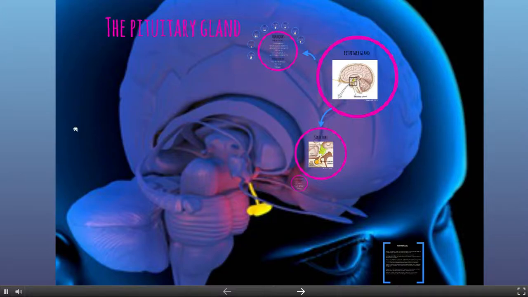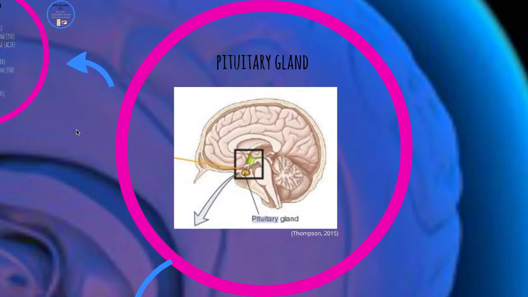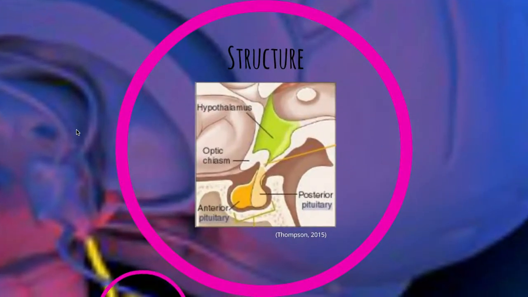This presentation is about the hormones of the pituitary gland and their structure and function in our body. The pituitary gland is part of the endocrine system and lies in the hypophyseal fossa, which attaches to the hypothalamus by a stalk, the infundibulum.